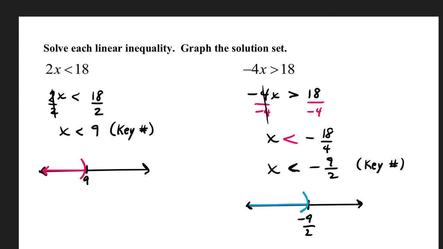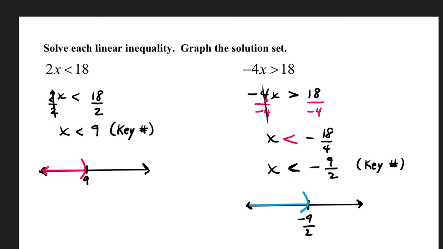Let's go to the top right example, negative 4x greater than 18. When you divide by negative 4 on both sides to isolate x, you have to reverse the inequality symbol. The reason being, as I showed you in class, if you take two numbers like negative 4 and 10, negative 4 is smaller than 10. But if you divide them both by negative 2, negative 4 divided by negative 2 becomes a positive 2, and 10 divided by negative 2 becomes a negative 5, which is less than positive 2. So you have to switch ends of the number line.